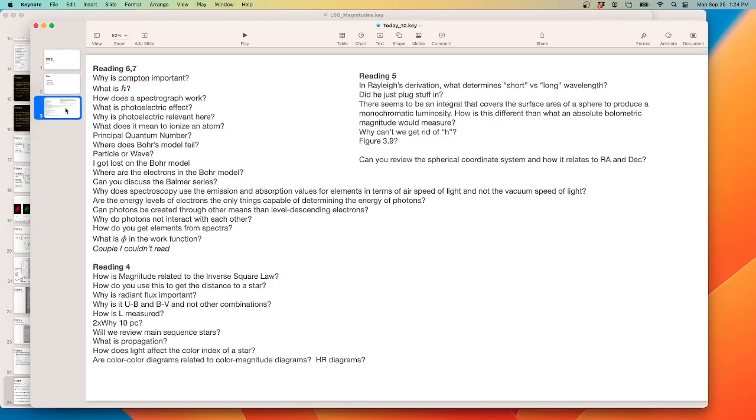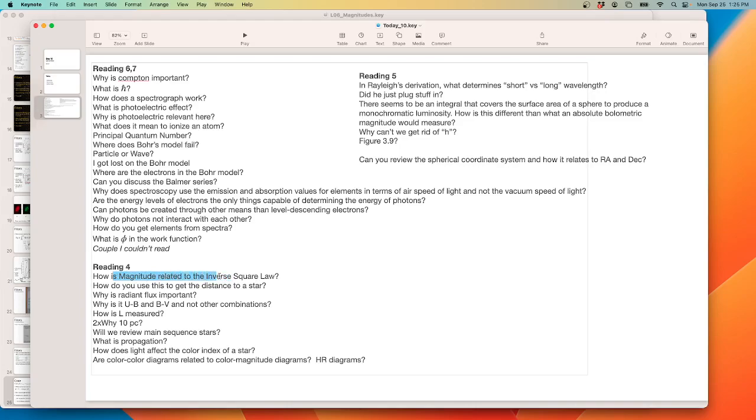So I'm going to go backwards through the readings because there's a couple of questions that I think I didn't answer yet that I'm going to run over real quick before I get to new stuff. Let's start with 4 here.